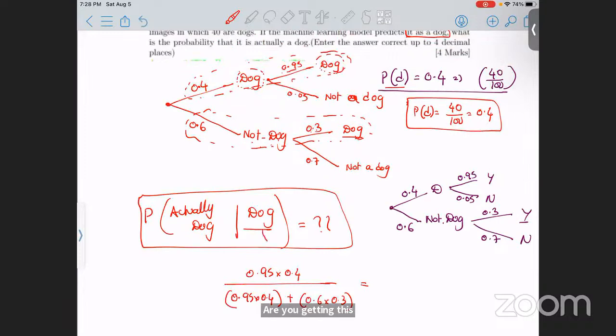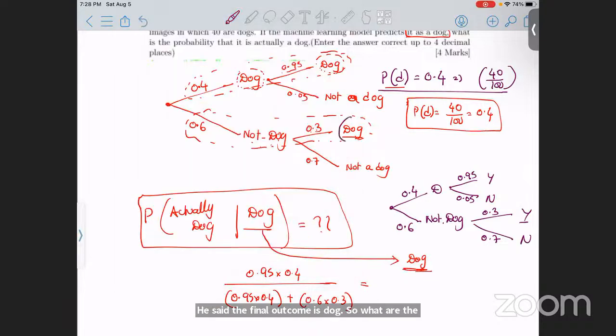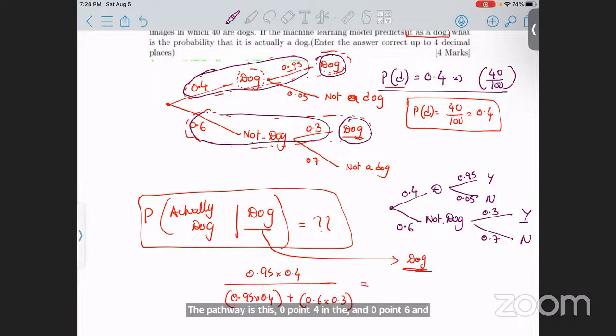Here, he said the final outcome is dog. So what are the possible final outcomes as dog? These two are the final outcomes of dog. The pathways are 0.4 into 0.95 and 0.6 into 0.3. Okay, we have to add them. Clear?